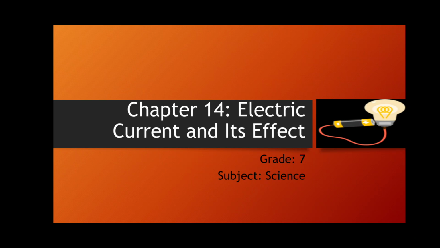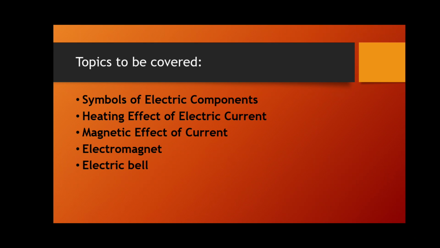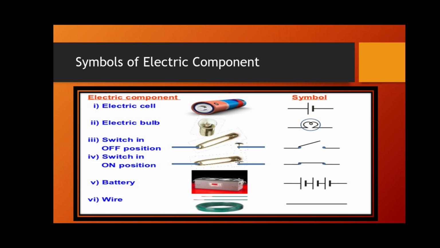Good morning, students. Today in this video we are going to discuss chapter 14, electric current and its effect. This chapter is taken from the grade 7 NCERT book and the subject is science. The topics that we are going to cover in this video are symbols of electric components, heating effect of electric current, magnetic effect of current, electromagnet and electric bell. So let's start with symbols of electric components.